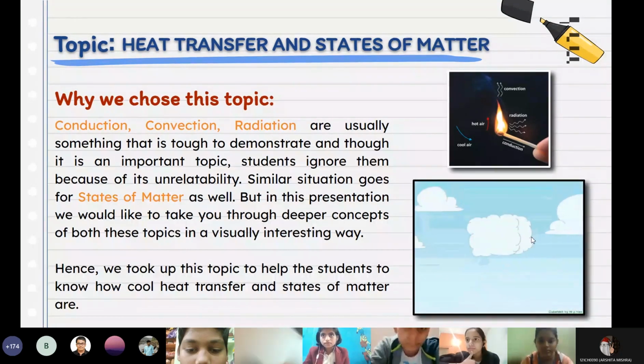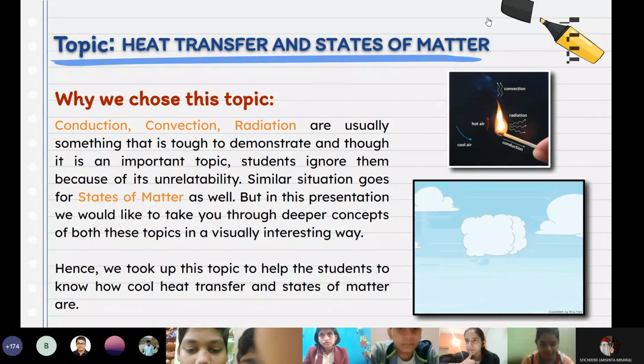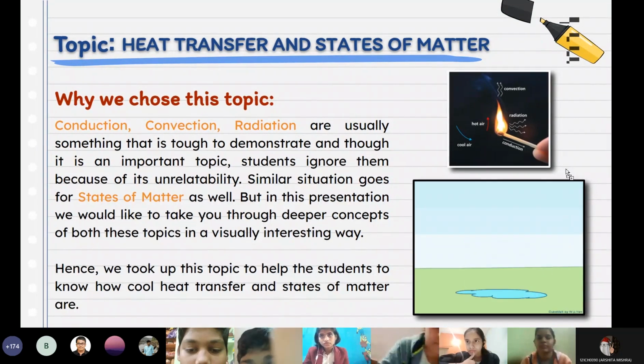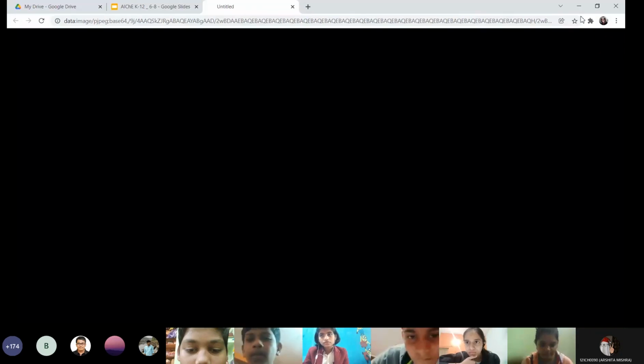So today's topic is heat transfer and states of matter. So the first question that arises is, why did we choose this topic?